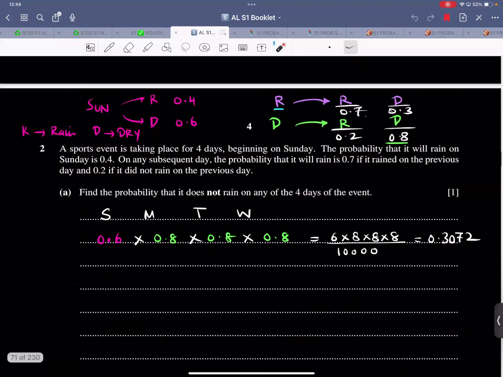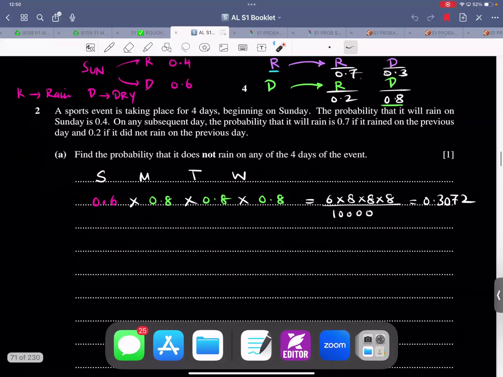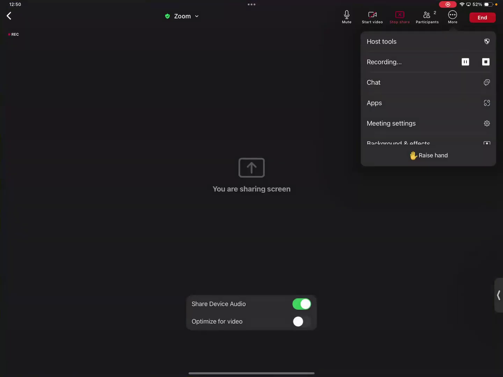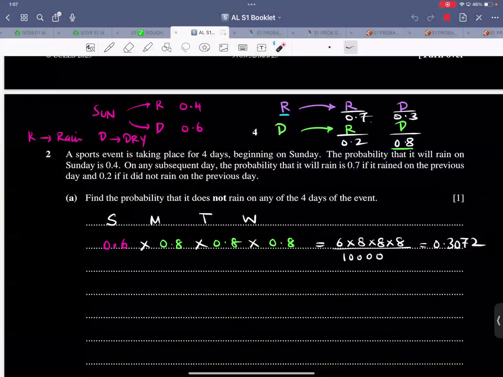Now, this looks like a difficult question to me. Let me just give you the images first. I would like you to try it out. So now let's look at the solution of this question.